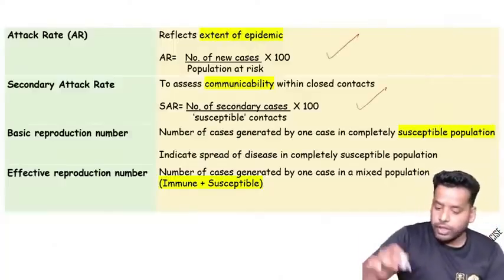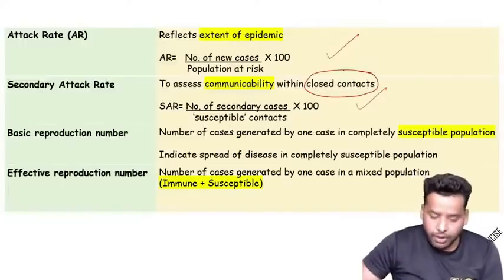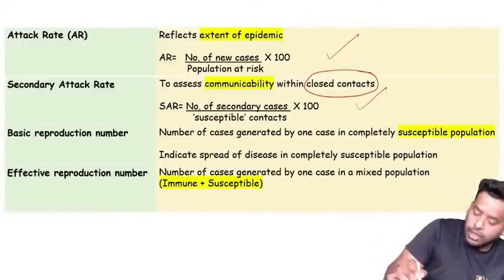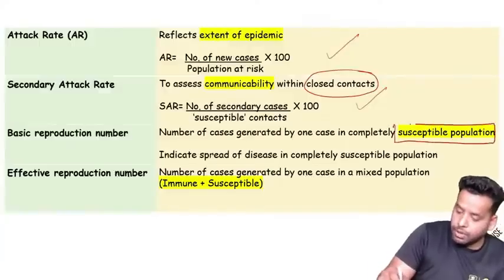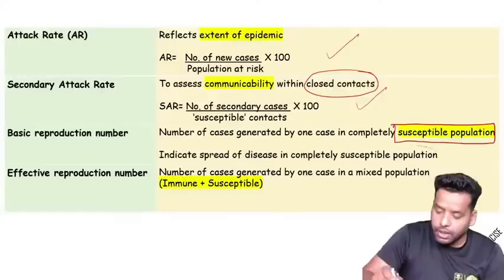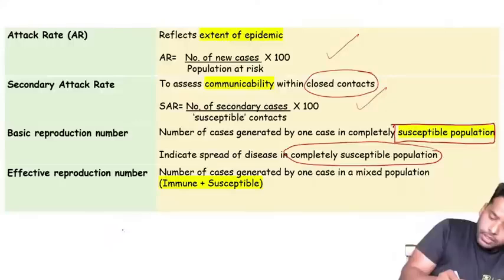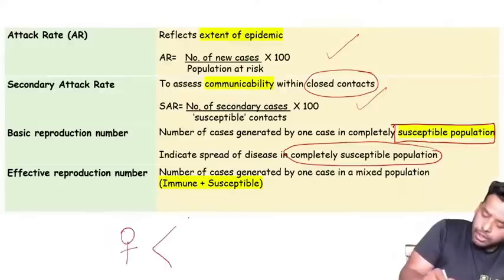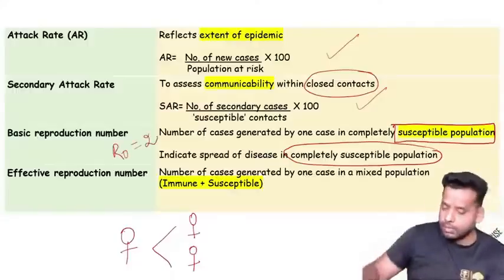So if they ask about close contacts, we use secondary attack rate. One case will generate how many cases in a completely susceptible population, meaning a new disease? For example, COVID: one case is generating 2 cases in the community. What is the basic reproduction number of this disease?